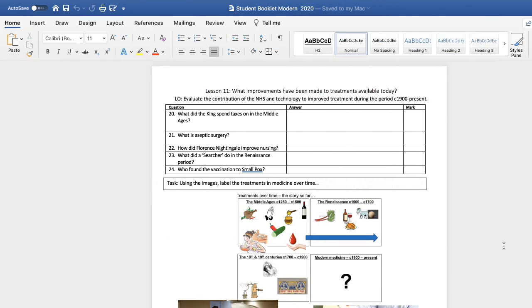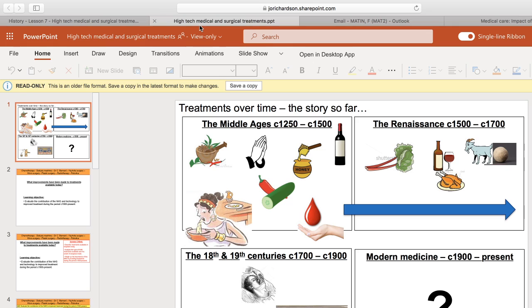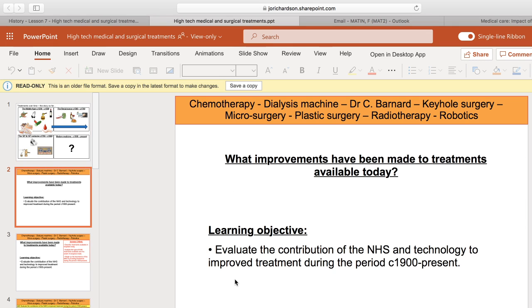Okay, Year 10, today we're doing lesson 11, what improvements have been made to treatments available today. So what we're actually looking at today is we're thinking about the contributions of the NHS and the advancement in technology and how that's helped medicine in the modern period. So we're looking at the time frame 1900 to present.